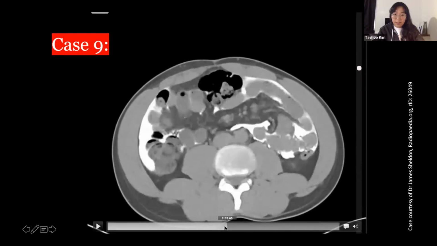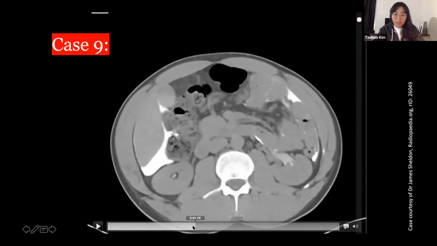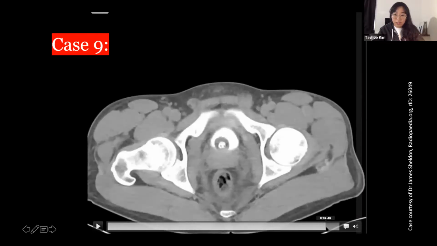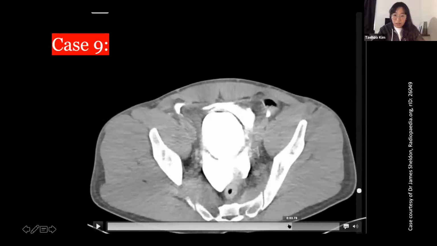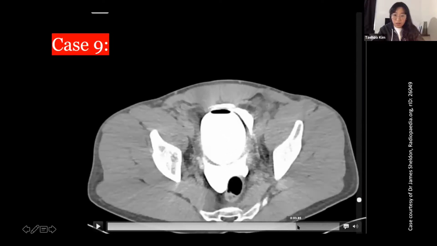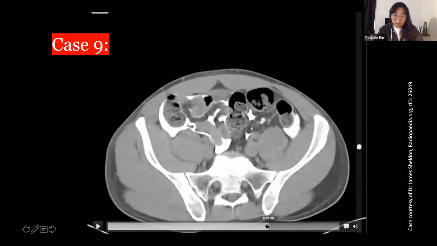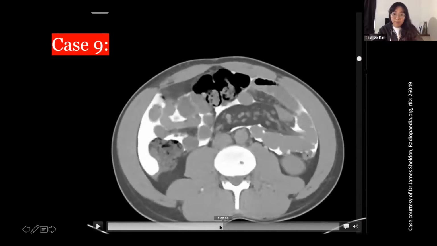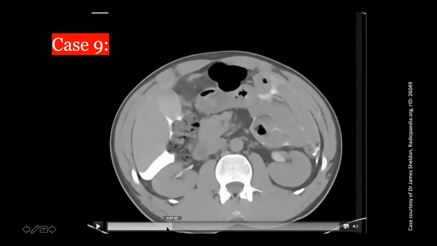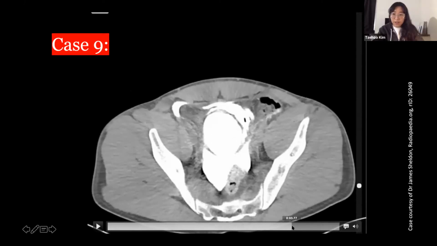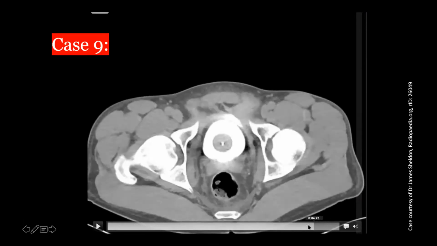Can anyone tell me what you see here? This is a CT cystogram, meaning there's a Foley catheter here, and we injected contrast manually through the Foley catheter to fill up the bladder, which is right here. And we see something all around it. Can someone tell me what kind of injury it is? Extravasation. Very good. And it's extravasating from where? From the bladder.